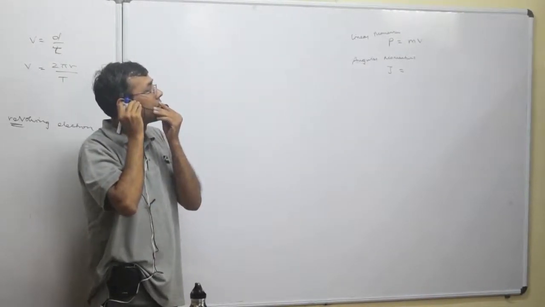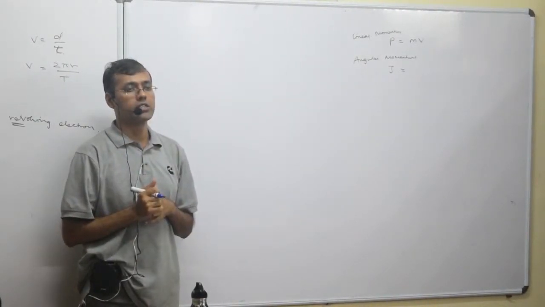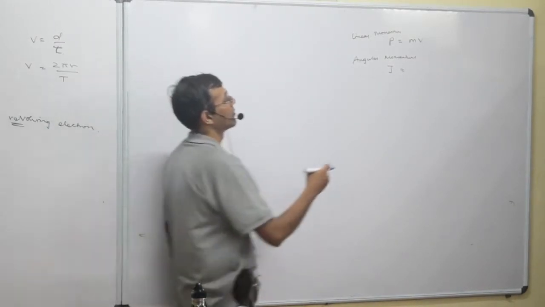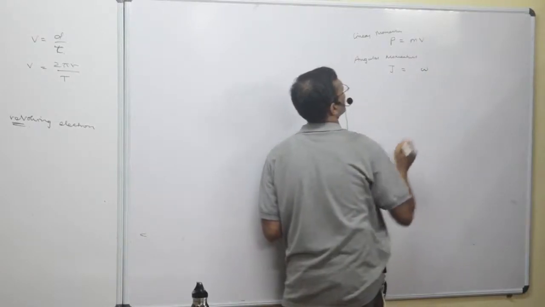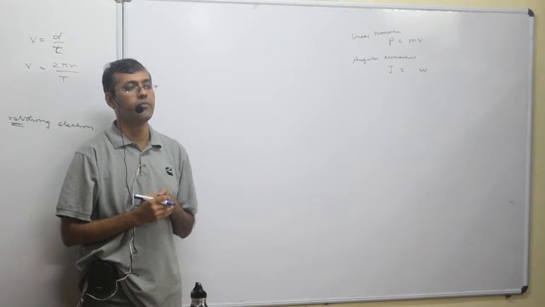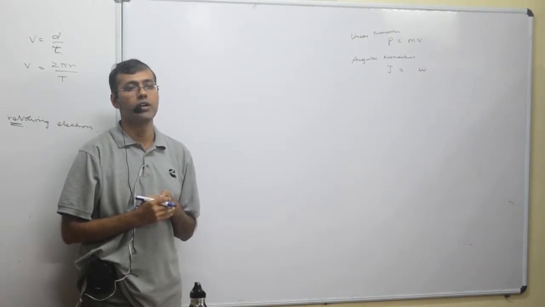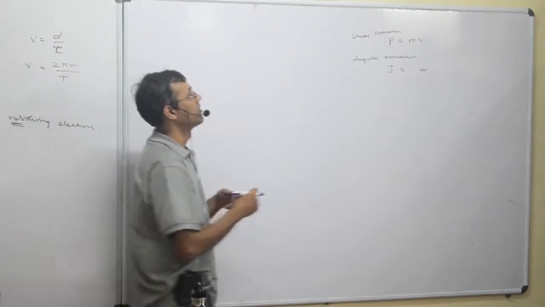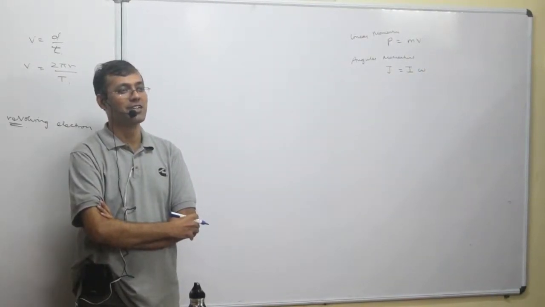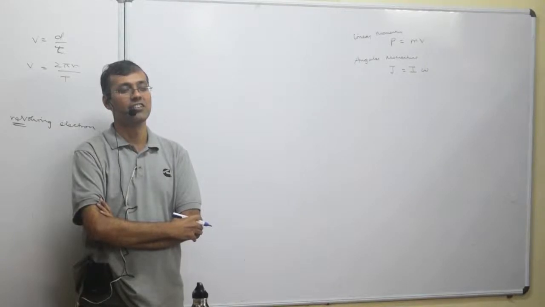So what is the equivalent of velocity? Linear velocity is V. What is the angular velocity? Omega. Okay, so in place of V, I can put omega. What is the equivalent of mass? Inertia. Very good. So that means it is I. I is equal to mr square. Nobody remembers. What is the meaning of that?